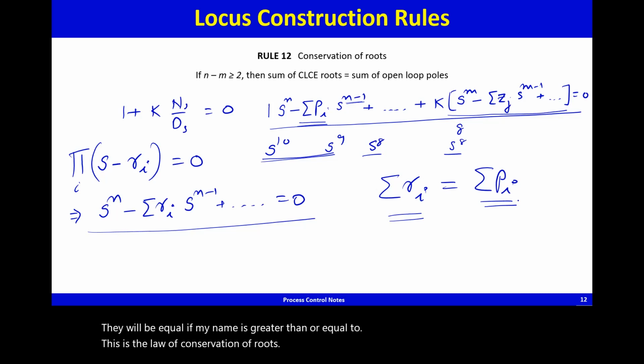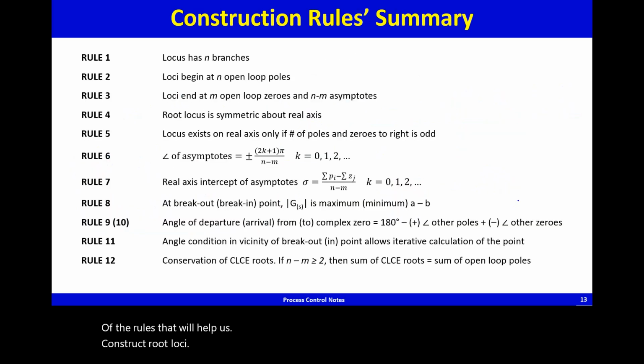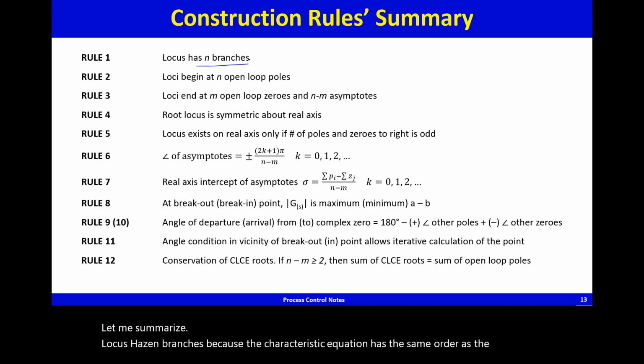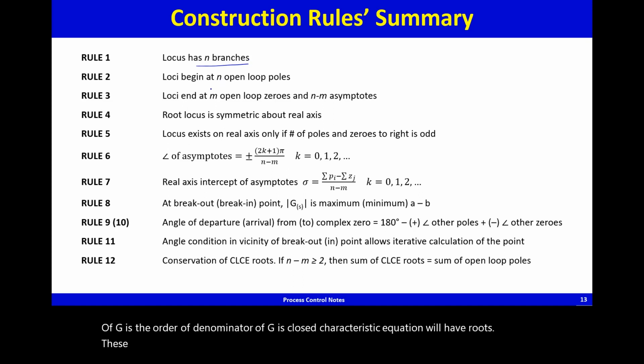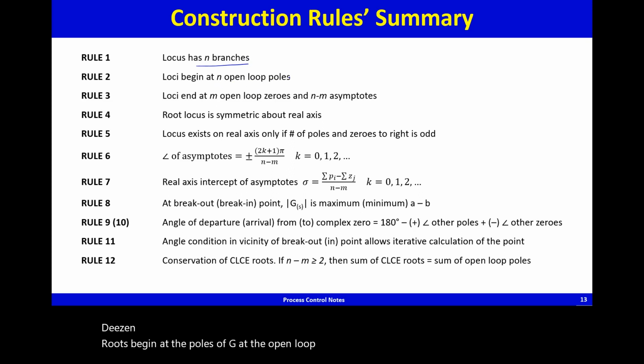With this, we come to an end of the rules that will help us construct root loci. Let me summarize. The locus has n branches because the characteristic equation has the same order as the denominator of G. If the order of the denominator of G is n, the closed loop characteristic equation will have n roots. These n roots begin at the open loop poles and end at the open loop zeros and n minus m asymptotes.